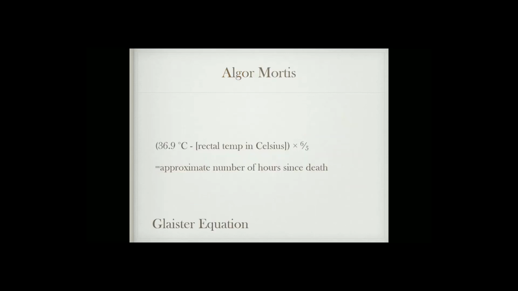Under ideal conditions, we can just subtract the current internal body temp from the starting temp and add about 2 to 3 hours to determine the time of death. The Glaister equation pictured here can give us a little bit more accurate information. This still assumes ideal conditions, and it starts with a body temperature of 36.9 degrees internally. Then we insert the current rectal temperature at the time of discovery. This will give you an approximate idea of how much time has passed since the death.